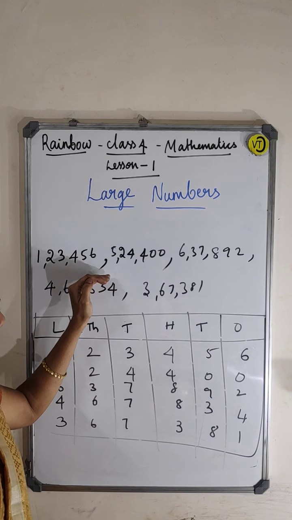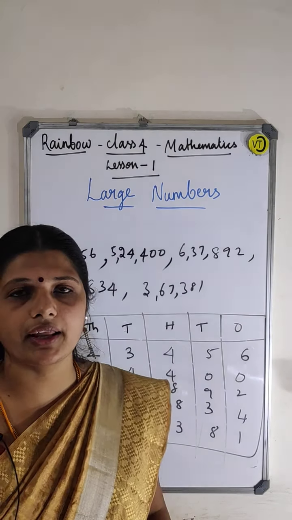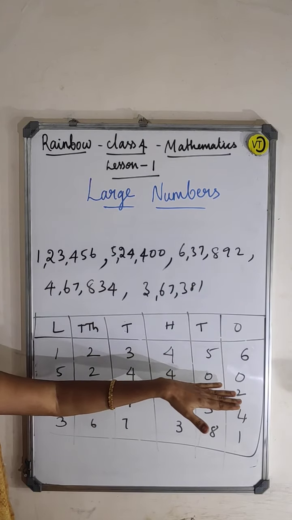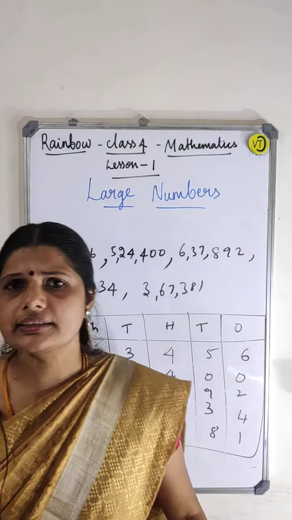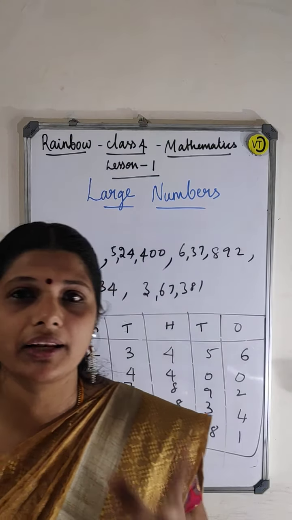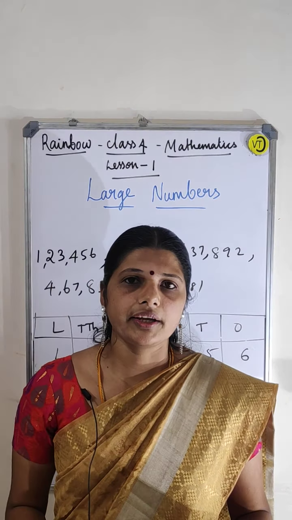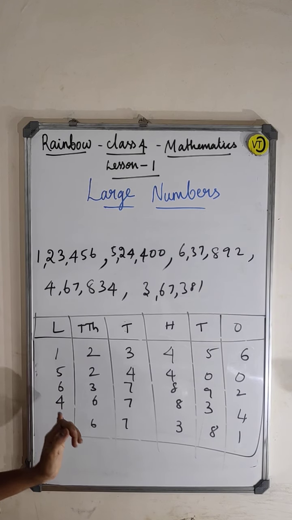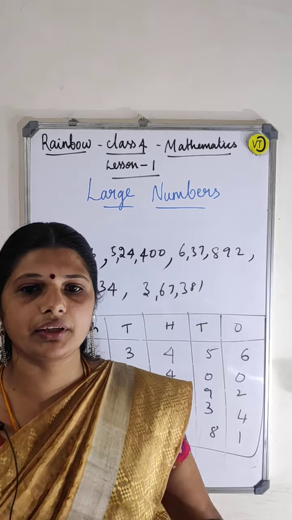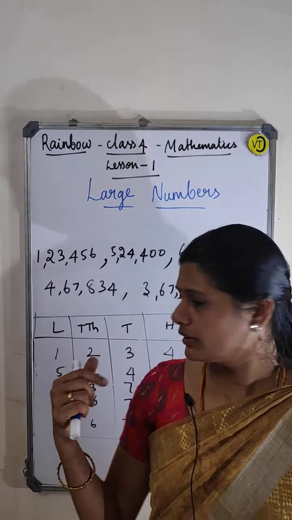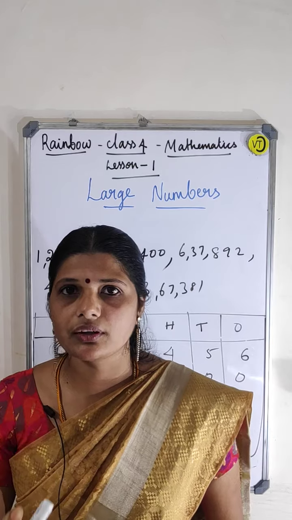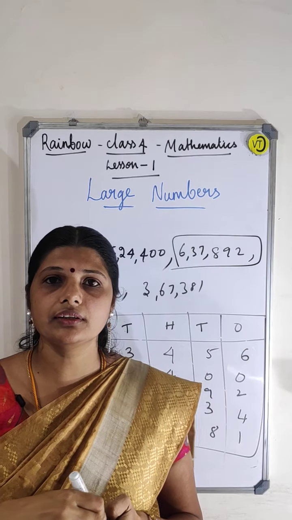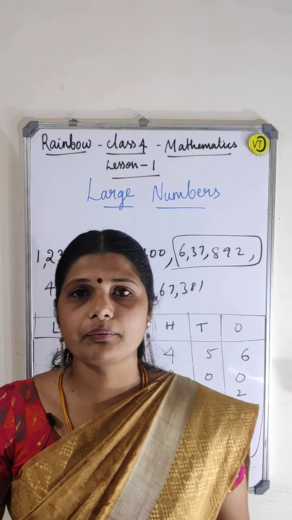First of all, I have represented all these values in the place value chart. See here, I have written everything in the place value chart. Since all the numbers are 6 digit numbers, we start comparing from the lakhs place. You check, you have 1, 5, 6, 4, 3. Which is the bigger number here? Here 6 is the bigger number. So first of all, I am taking this number, 6,37,892. That is the first number.